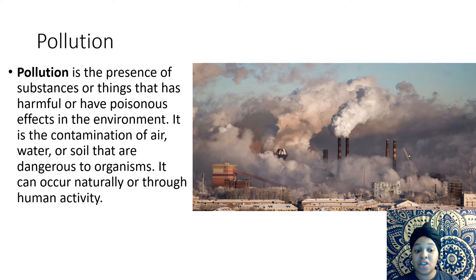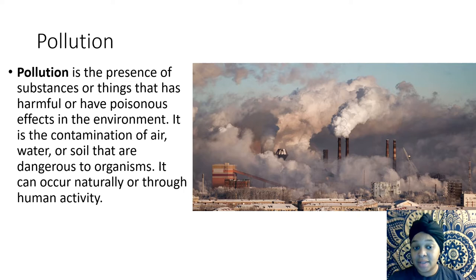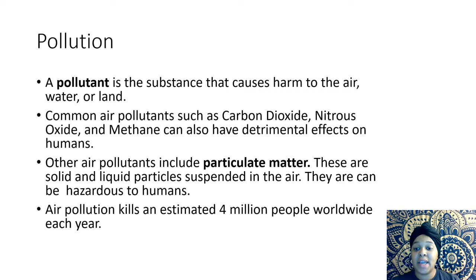And as you have noticed, throughout these lessons, we have talked about human activity. Actually, this is gonna be 3 lessons now where we have talked about how human activity is a major cause of pollution nowadays. So a pollutant is a substance that causes harm to the air, water, or the land. So that is the actual substance that is causing the pollution. So we already talked about the air pollutants. We have carbon dioxide, nitrous oxide, and methane. And we know how they can not only cause the heating of the earth, but they can also cause detrimental effects on humans themselves.